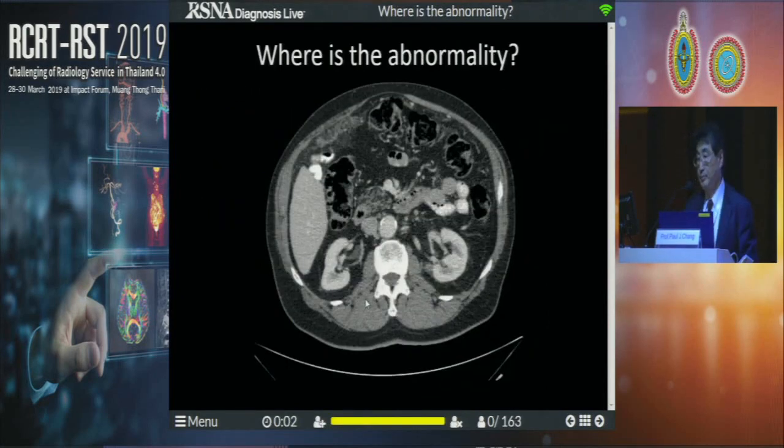Another touch question. Point to where you think the abnormality is.